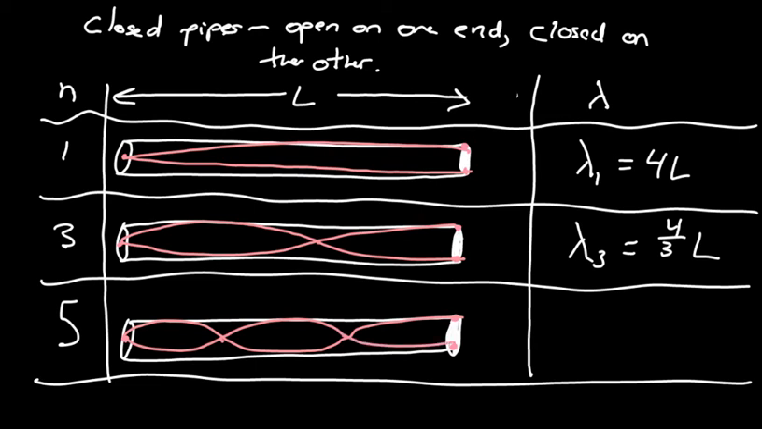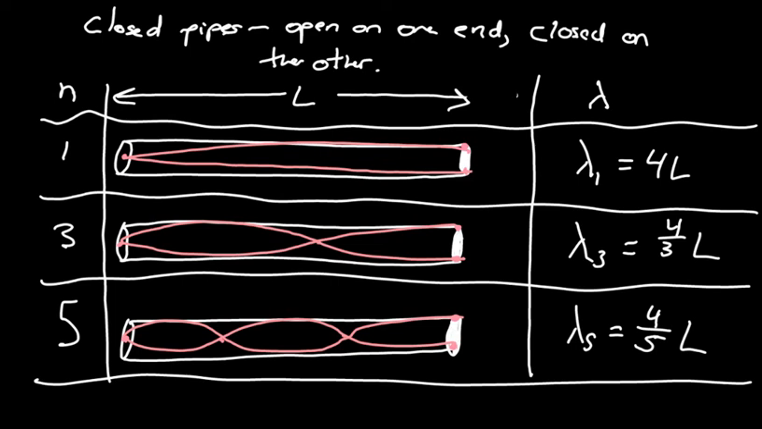So on this one, I have 1 full wave and then another 1/4 of a wave fit into that space. So let's see, 1 1/4 is 5/4. So for 1 wave, I would only need 4/5 of that space L. So lambda 5 is equal to 4/5 L.